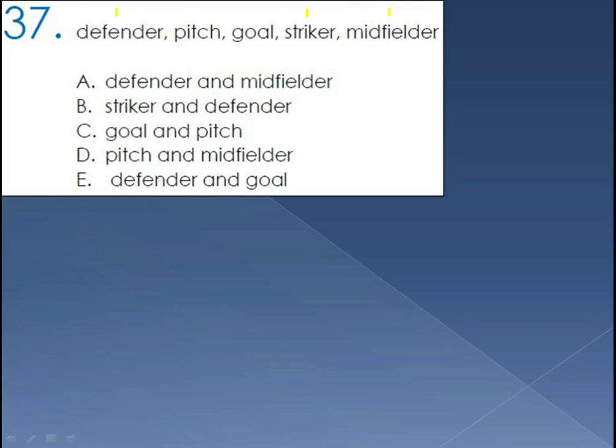So if you're looking at these five words, you could put three of these into a category as people on the pitch, or people that play on the pitch. You have a striker, midfielder, and you have a defender.